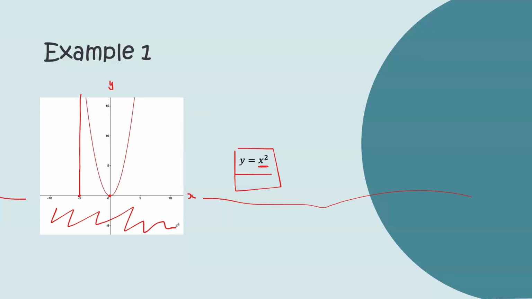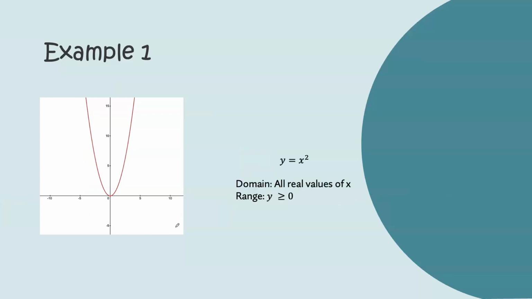So whilst there's no restriction on the x values, we know that y can never be less than 0. The smallest value can be 0, and that's if you square 0. Okay, but if you square a negative number, or if you square a positive number, you're always going to get a positive answer. So if we look at the domain and range for this question, the domain is all real values of x, and the range is y has to be greater than or equal to 0.